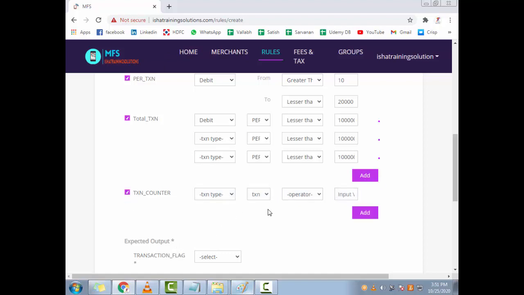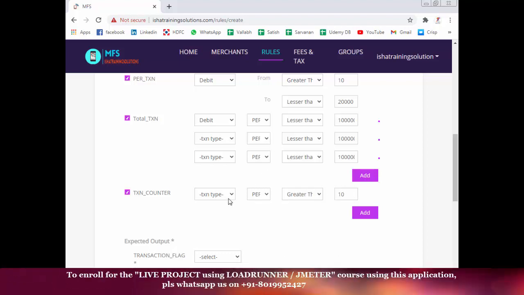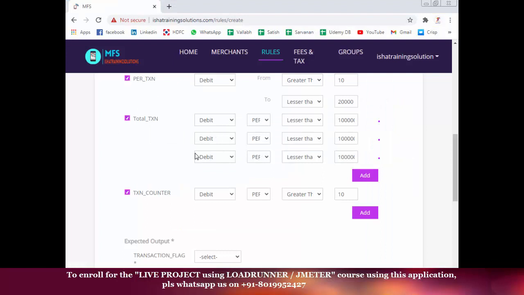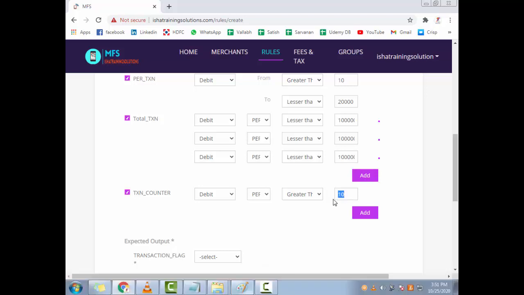And the transaction counter means, per day, if I say 10, I'm talking about debit transactions only. Debit means money deducted, credit means money is coming. Here Kumar is sending the money, so it will be debited from him. If money is coming to Kumar, it will be a credit. So we are putting the restrictions on the debit, not on the credit part. On a given day, Kumar can send only 10 transactions, not more.